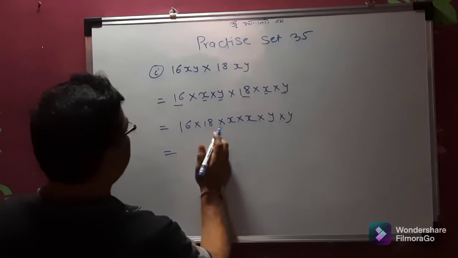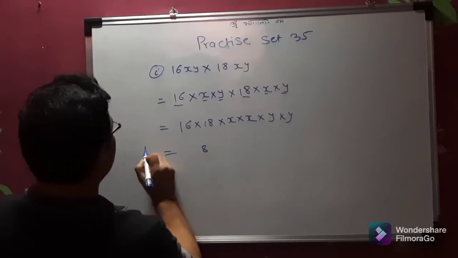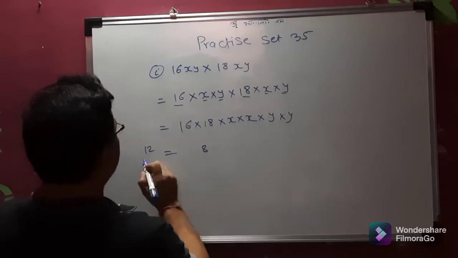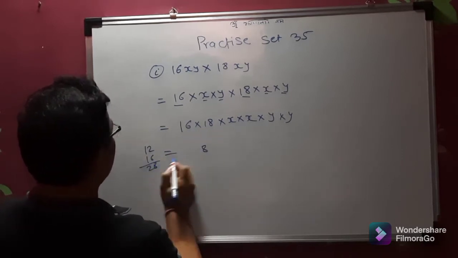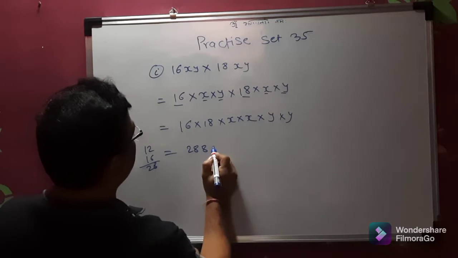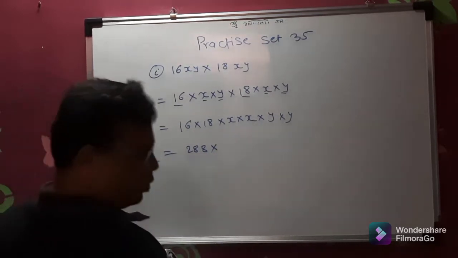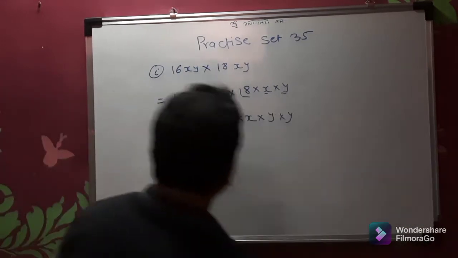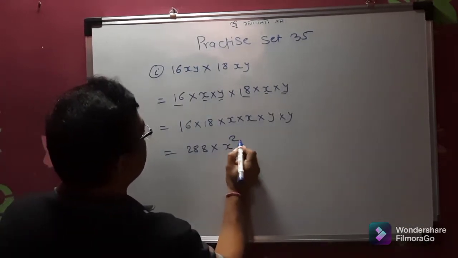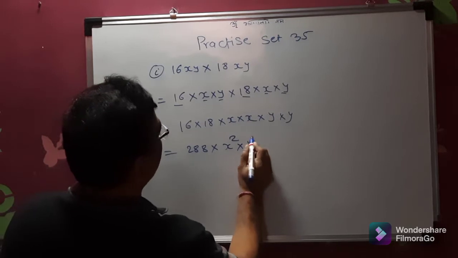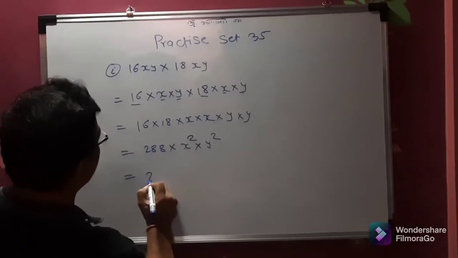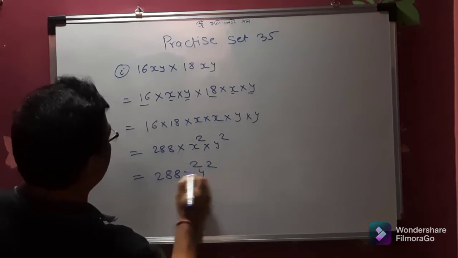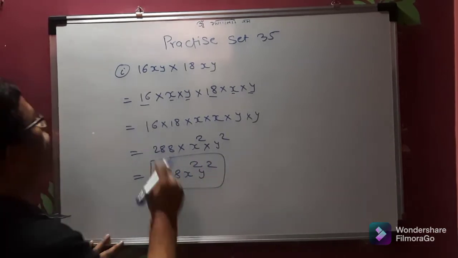So 16 eights are 128. It is 8, we will carry 12 here. 16 ones are 16, plus 12, so 288. Now x into x is nothing but x square. Similarly, y into y is nothing but y square. So you can write down here 288 x square y square. This is the answer of this question.